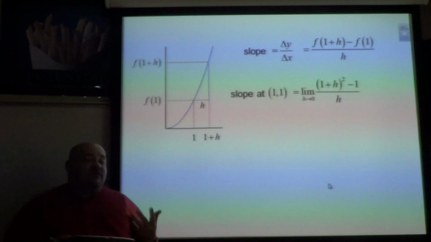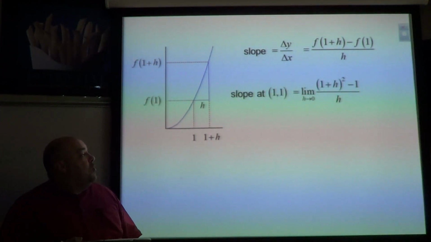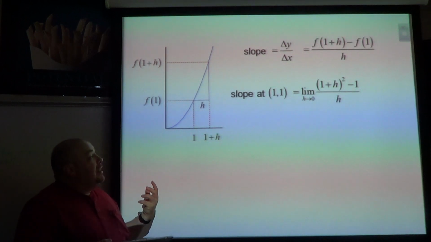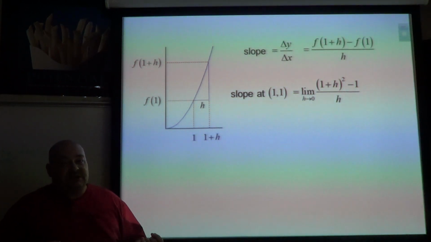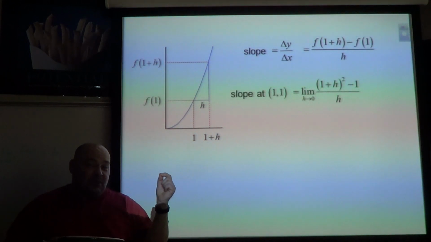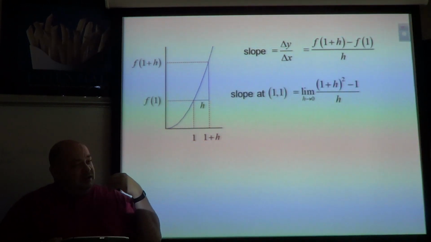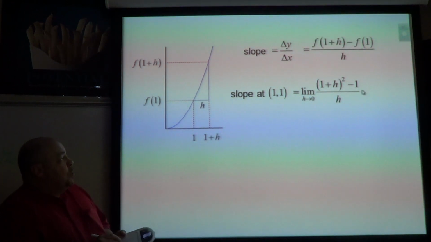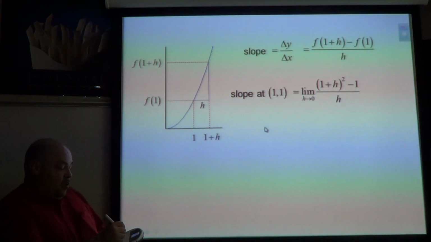So if we wanted to find the slope at 1.1, what we're going to do is take the limit and allow that value of h to go to 0, so that those two points that we're talking about are going to get really, really close together. So close together they might as well be the same point. So when we do this, let's go ahead and work this out.